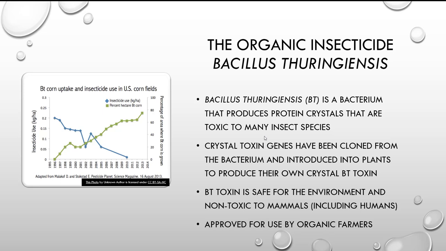And so now the corn itself produces its own crystal BT toxin. And this particular toxin is completely safe for the environment. It's not toxic to mammals, including humans, but it is toxic to many insect species. And so when we plant BT corn, you can see what happens. We don't have to use as much pesticide or insecticide on the crop. Corn is notorious for its use of pesticides. We have to spray the crops with a lot of pesticides because a lot of insects like to eat corn.